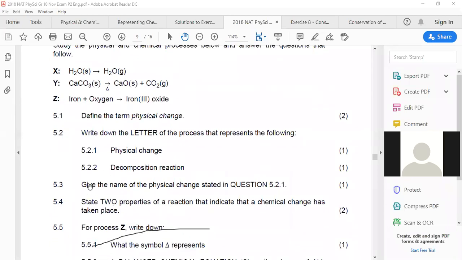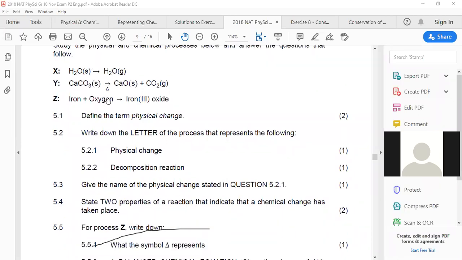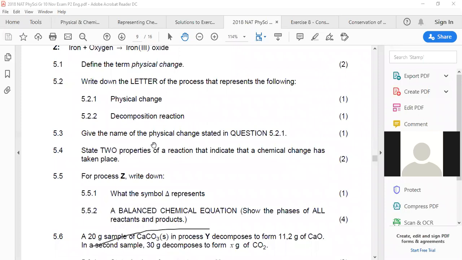Next one. Give the name of the physical change stated in question 5.2.1. What physical change is taking place here? Solid to gas. What is it? Evaporation? Sublimation. Evaporation is from liquid to gas, not from solid to gas. That one is sublimation. Clear? Right. Correct. Let's go to the next one.